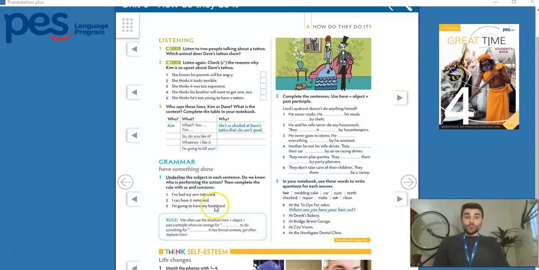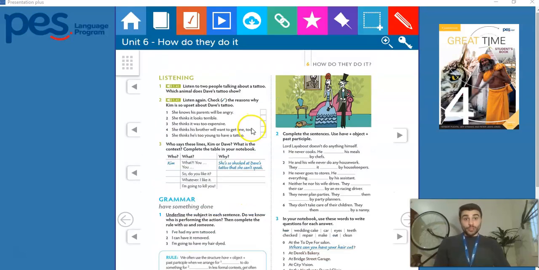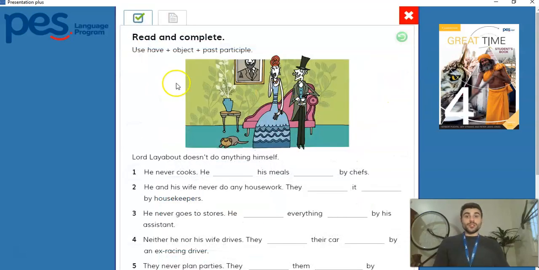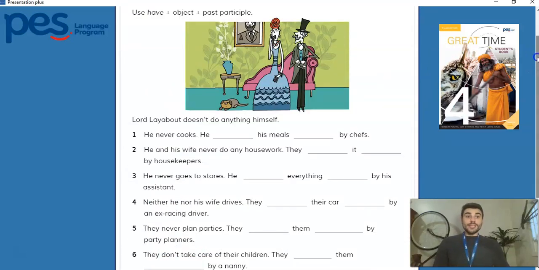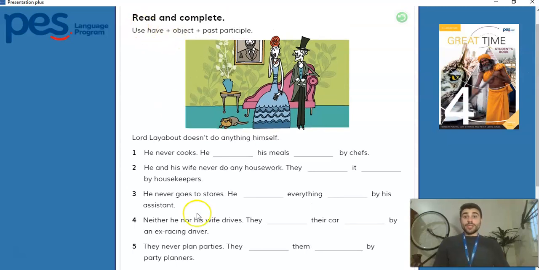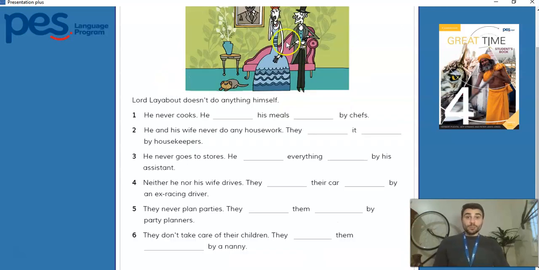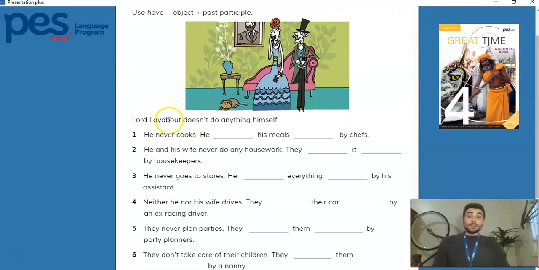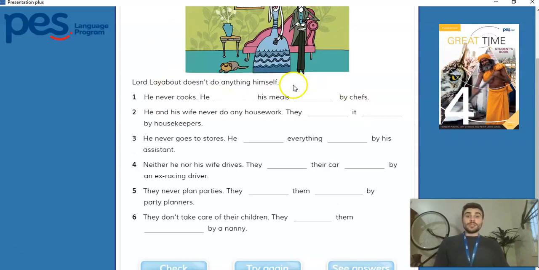Okay? Alright, so now we're going to practice a little bit more, okay? And then we're going to do this exercise over here. So, for this exercise, we need to read the sentences and complete using have plus the object plus the past participle of the verbs, okay? Then we have this picture over here about Lord Layabout, okay? And it says that Lord Layabout doesn't do anything himself, right? So we're talking about this family.